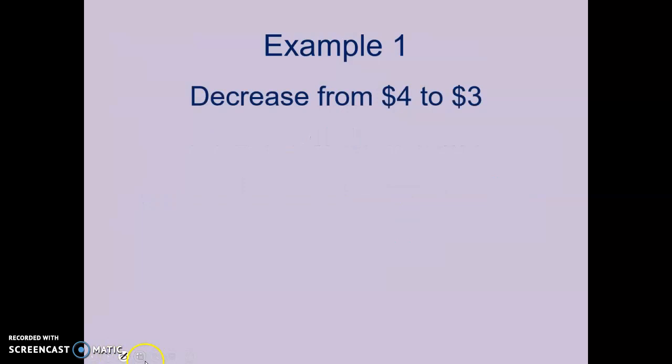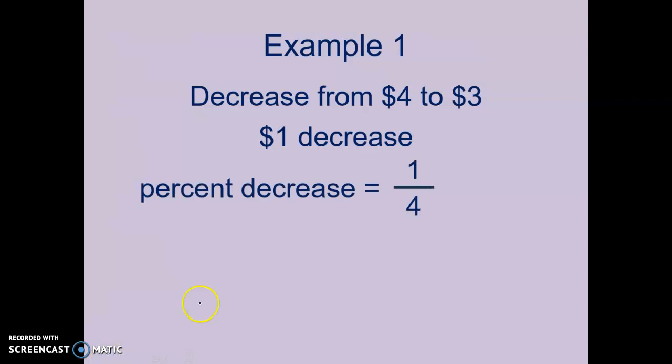Now let's take a look at the decrease. Let's say it was $4 and it decreased to $3. We know that's a $1 decrease. Again, our amount of change is still $1, but our original amount is not 3. Our original amount was 4. Well, 1 divided by 4 multiplied by 100 is a 25% decrease.